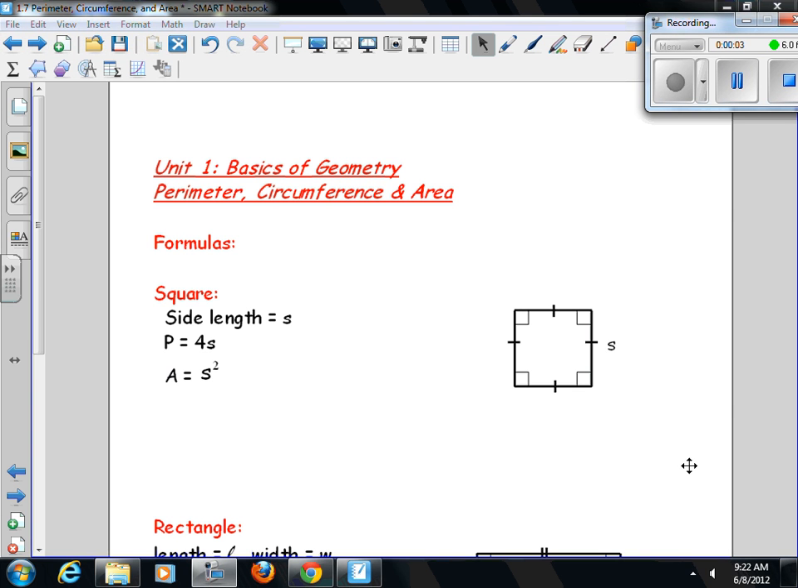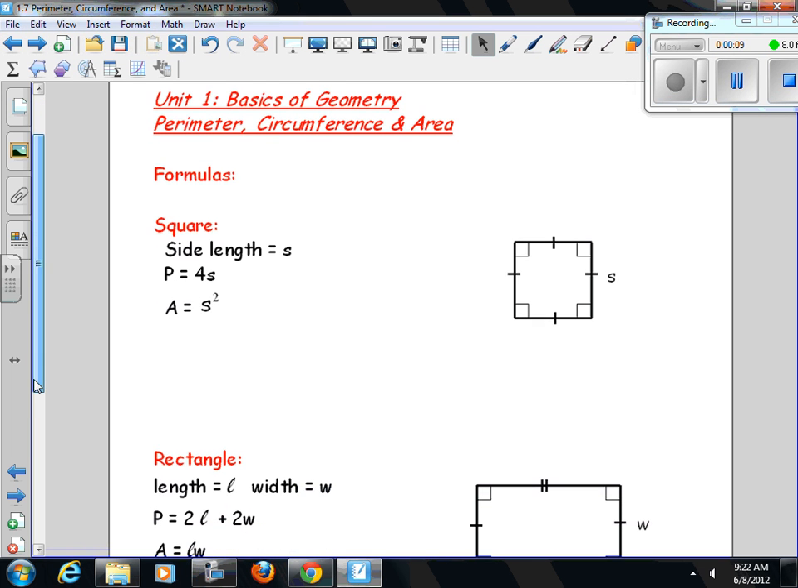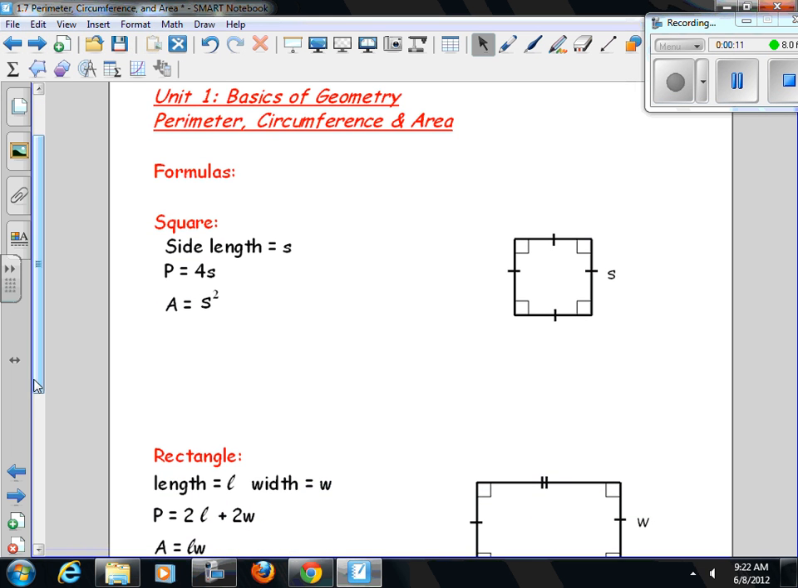Today we're going to be talking about perimeter, circumference, and area, and I'm going to introduce you to different formulas. Here we have a picture of a square, and the side length of the square we're calling S. To find the perimeter of the square, you just say 4 times S, or 4 times the length of the side. To find the area, you just take the side squared.